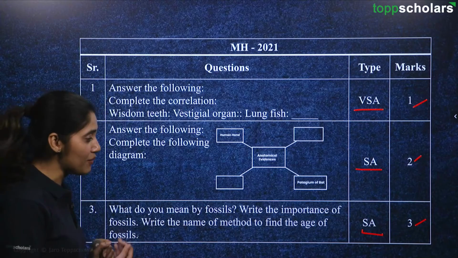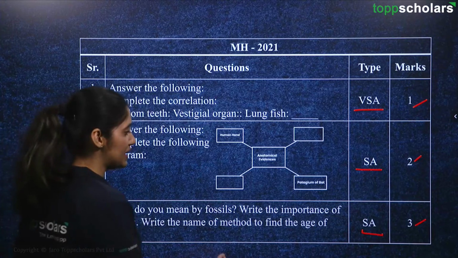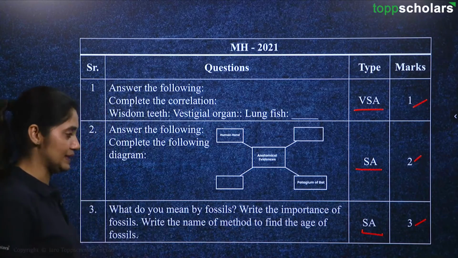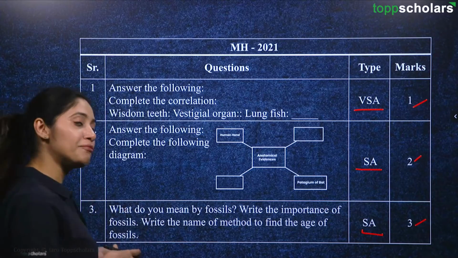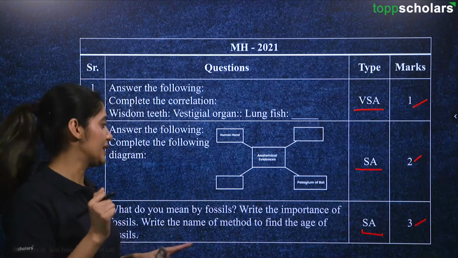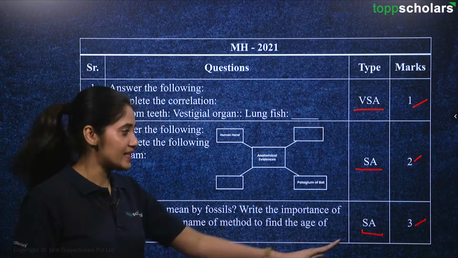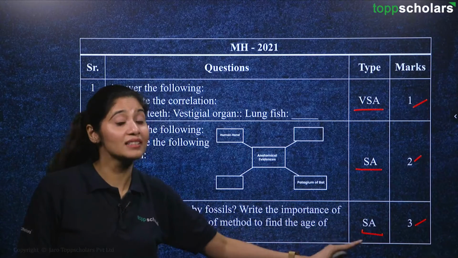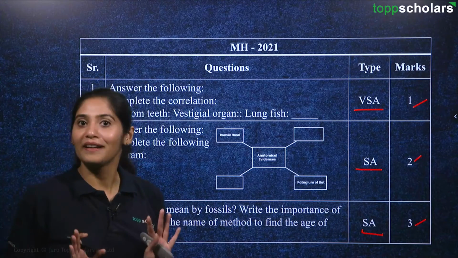What do you mean by fossils? Write the importance of fossil, write the name of method to find the age of fossils. So there are 2 methods to find the age of fossil, right? Relative method and carbon dating method. And what are fossils? We will again discuss this question. This is a 3-mark question, right? So this is a very important question and we would like you to answer it correct.